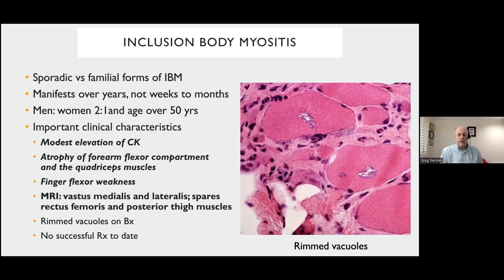I used to work in the neuromuscular rheumatology clinic, and Mike Weiss taught me that that's a key. If your finger flexors are weak, that's most likely going to be something like an inclusion body myositis. And I saw Michael make a diagnosis, and I'll show you this in a second, simply based on the MRI scan findings. You also see these rim vacuoles. Those are classic for inclusion body myositis. And to date, there have been no dramatic successes in terms of therapy.